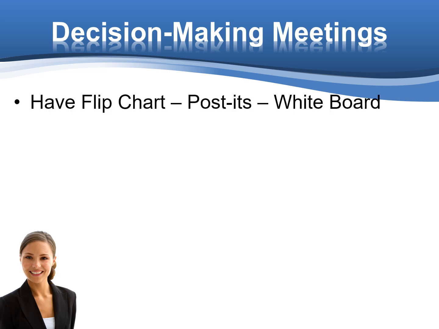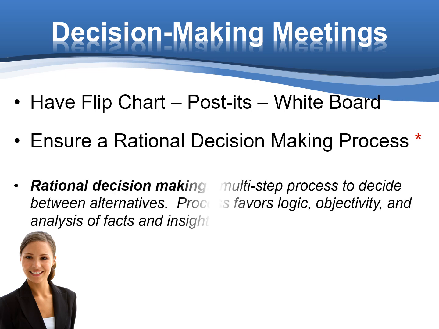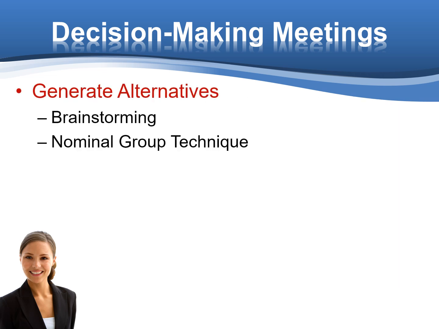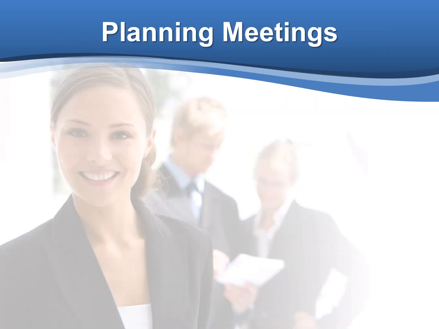For a decision-making meeting, you want to have flip charts, Post-it notes, a whiteboard, whatever is possible. Ensure a rational decision-making process. Well, what is that? It's a multi-step process to decide between alternatives. The process favors logic, objectivity, and the analysis of the facts and some insight from those who have knowledge. You want to create alternatives, brainstorming, using the nominal group technique. Then choose among the alternatives proposed, like voting, consensus, the nominal group technique, or criteria-based decision-making.